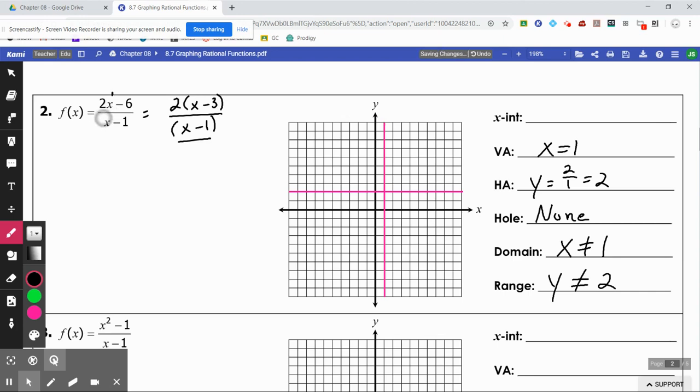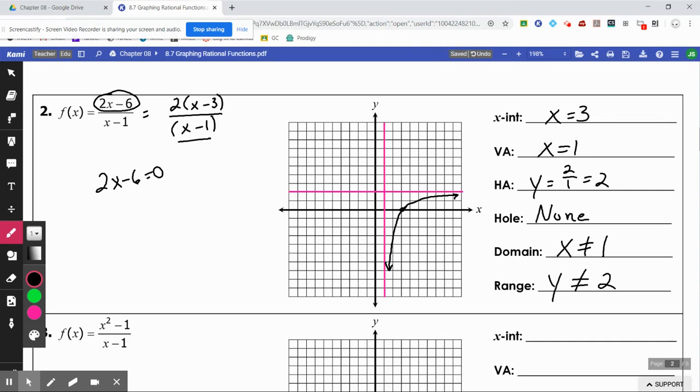To find an x-intercept, you set y equal to 0. But again, since this is a fraction, the only way that y can be 0 is if the top is equal to 0. When you set that equal to 0, you're going to get an x-intercept of 3. So you can come out here to 1, 2, 3 on your x-axis. That's where it's going to cross. And already you know that your graph will look something like that.